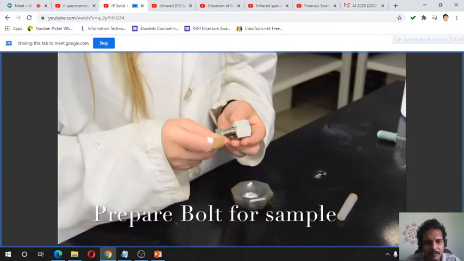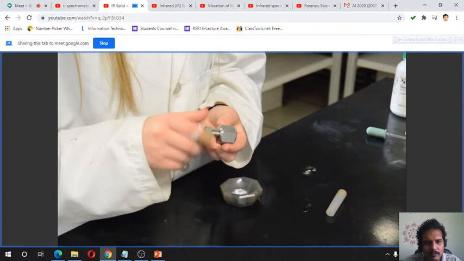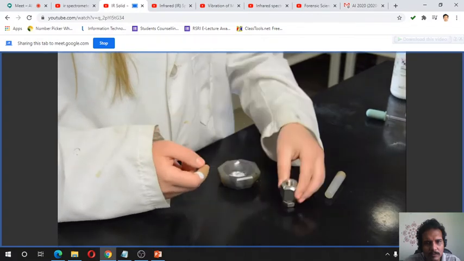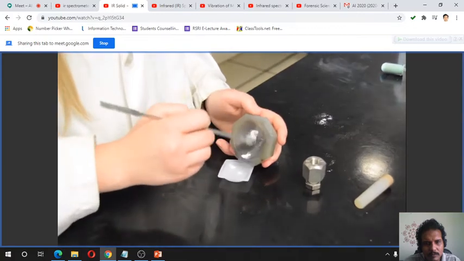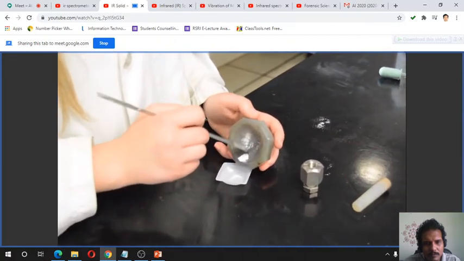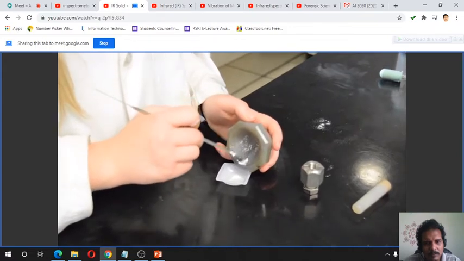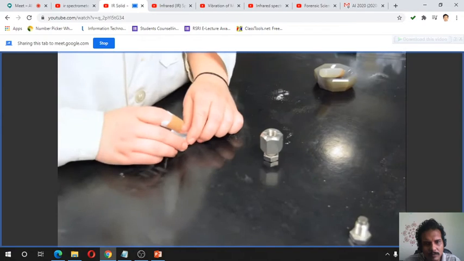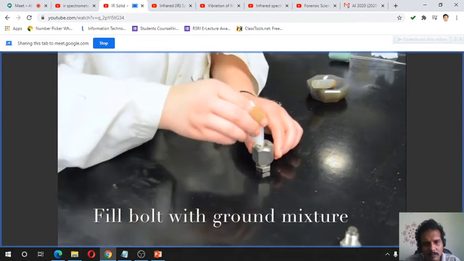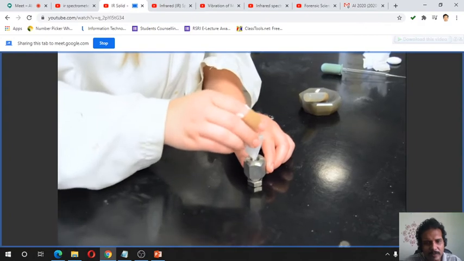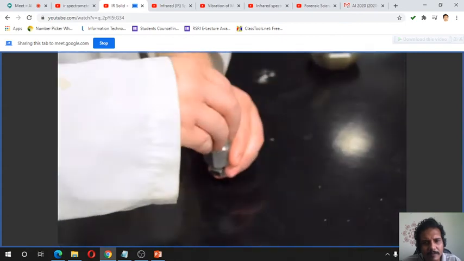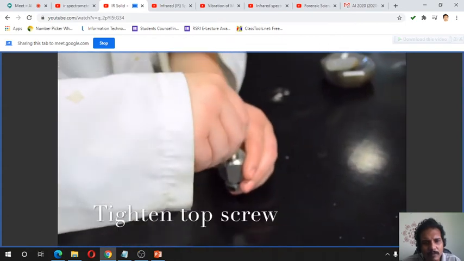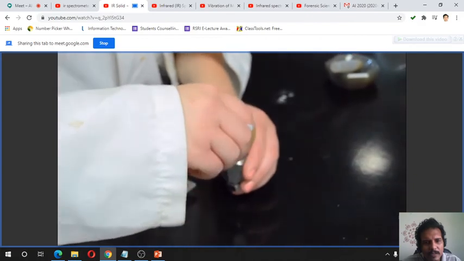Next, to prepare the bolt, screw in the bottom screw, being careful not to over-tighten. Transfer your sample from the mortar to a third unused weigh boat and then into the open end of the bolt. Secure the top with a second screw. So it is sent into that particular thing. We're actually showing the pelleting technique. So இதை வந்து ஒரு இதில் வச்சு they will tighten it.